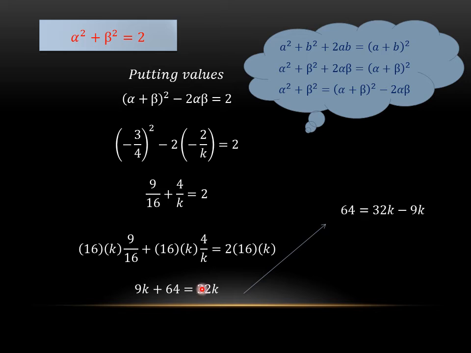It will become 64 is equal to 32 minus 9k. Subtracting 32 with 9k, we will get 23k. So taking this 23 to the other side of the equation, it will become 64 over 23, or we can write it as k is equal to 64 over 23. We had to find the value of k. So here is the value of k, which is 64 over 23.